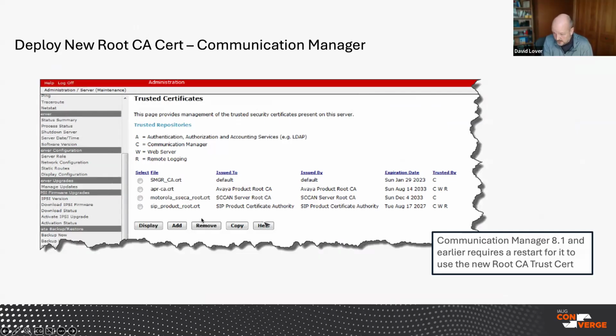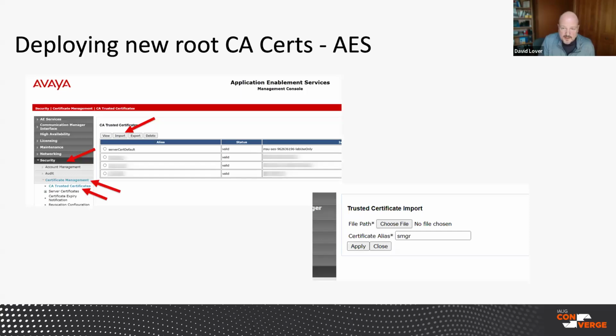And to Nick's point, certain communication managers are going to need a reboot, right? Newer ones will be good with that. But in this case, anything before Communication Manager 8.1 is going to need a restart. So, Nick, I think we talked about a system reset level 1 will cause that to happen. Yeah, to get a new trust cert in there, to get it to be accepted, you have to do a reset system 1, which is a software low-level restart, but it's still a service. It could be service impacting. Okay, thank you.